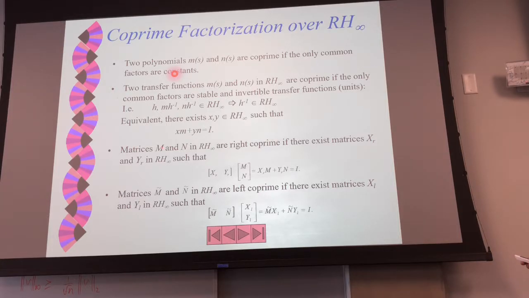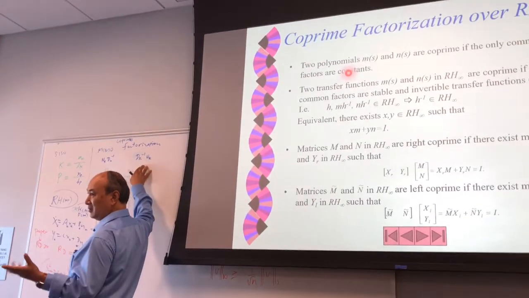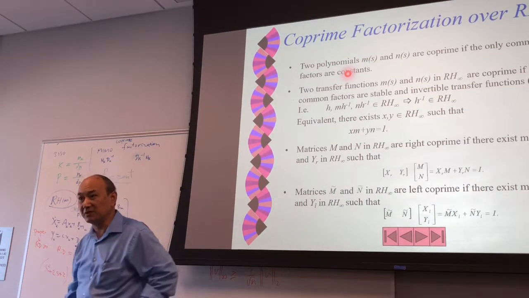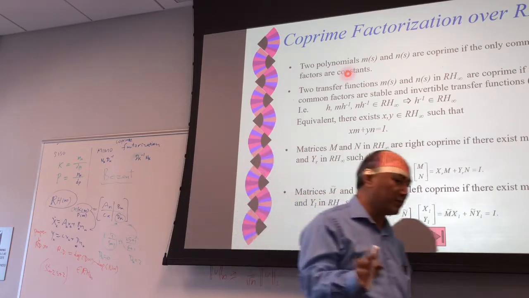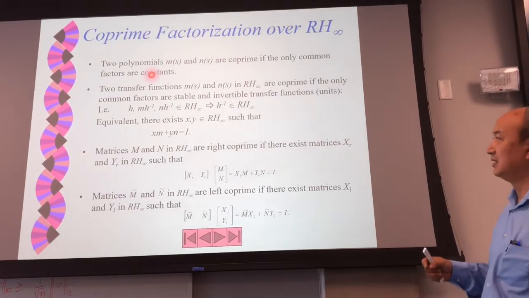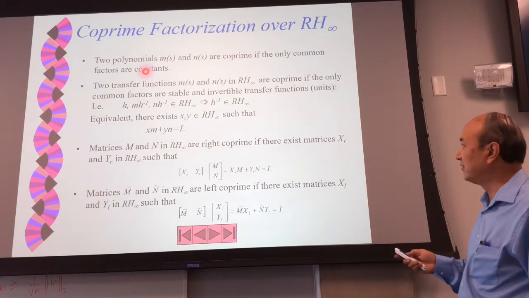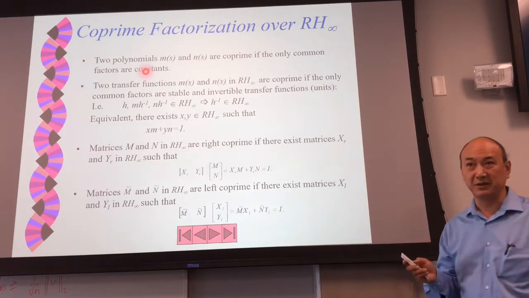So you have two transfer function matrices, M and N. Are they coprime? You need to say what you mean, left or right. You can write it this manner or this manner, and they could be different. So we have left or right coprime factorization. It's allowed to have common factors, but those common factors must be stable and invertible.